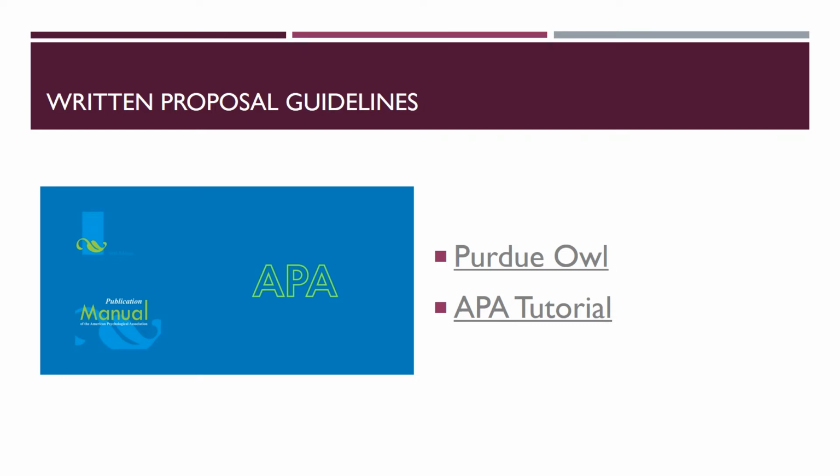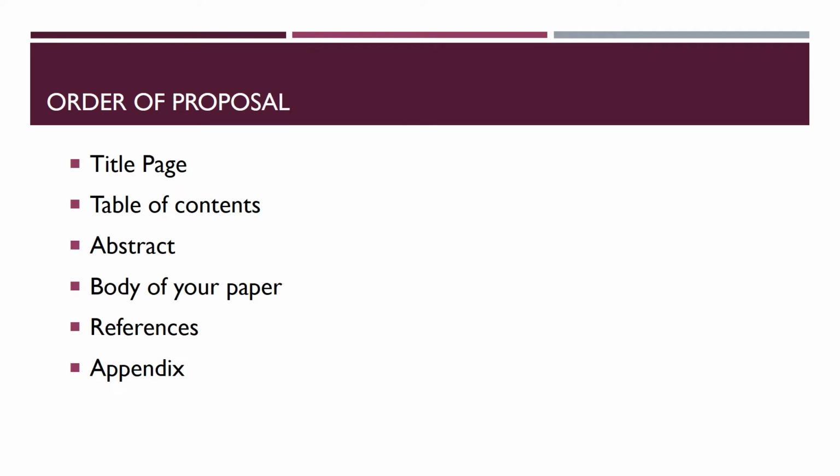an APA tutorial if you need further assistance. Okay, this is the order of your proposal, how you should be submitting it, starting with the title page, table of contents, your abstract, which we'll go over later within its own separate PowerPoint, the body of your actual paper, your references, and then the appendix. So I'll go through each one of these individually.